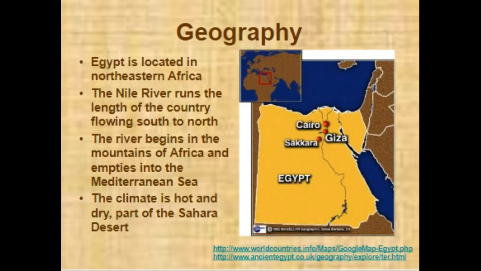The Nile River runs the length of the country, flowing south to north. The river begins in the mountains of Africa and empties into the Mediterranean Sea. The climate is hot and dry. It's part of the Sahara Desert.